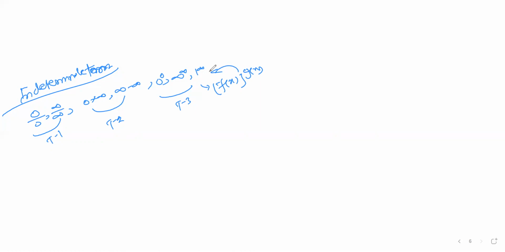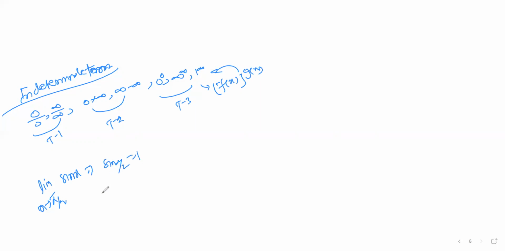So see how you find the limit for an indeterminate form. For example, if a simple value is given, limit x tends to pi by 2 of sin x, what will be the value of sin x? If you put sin pi by 2, it will be 1.